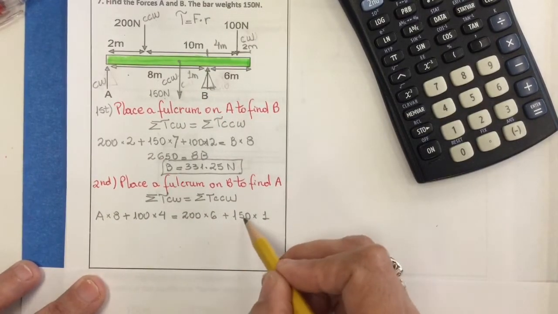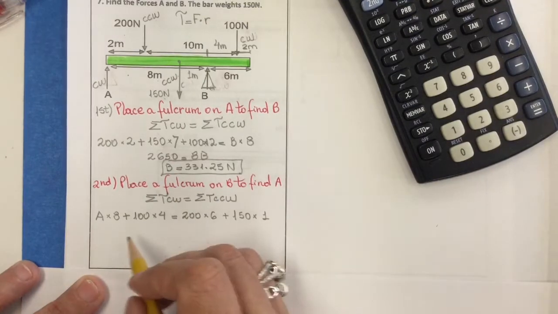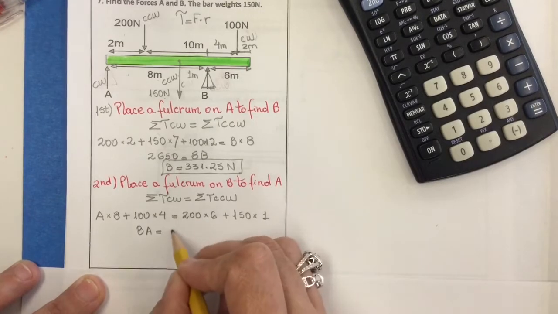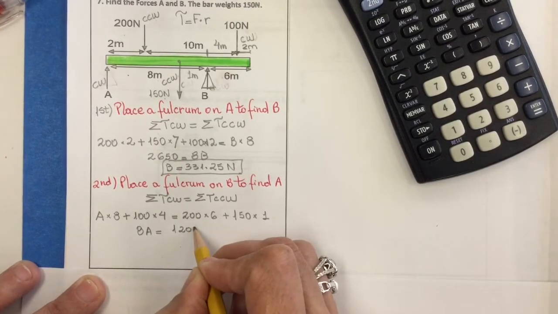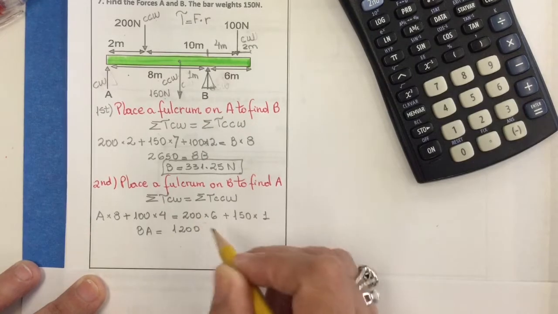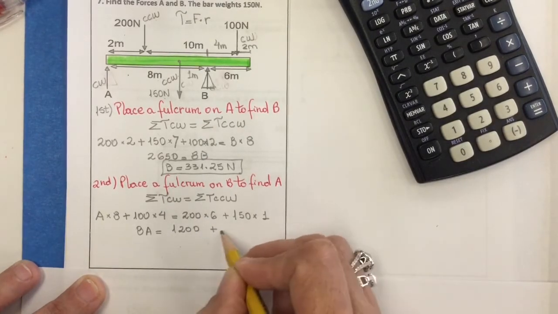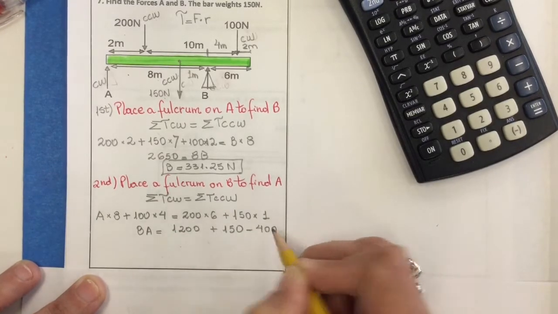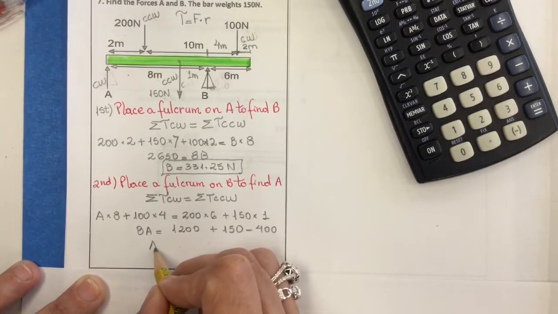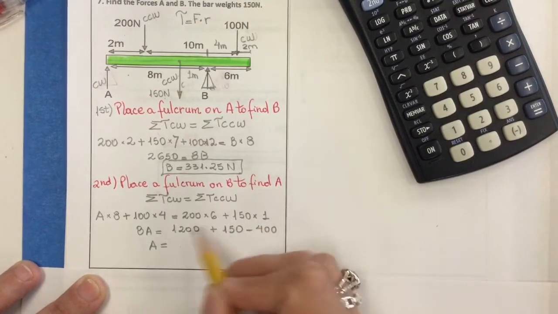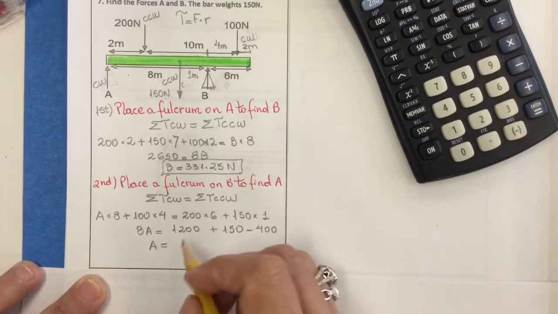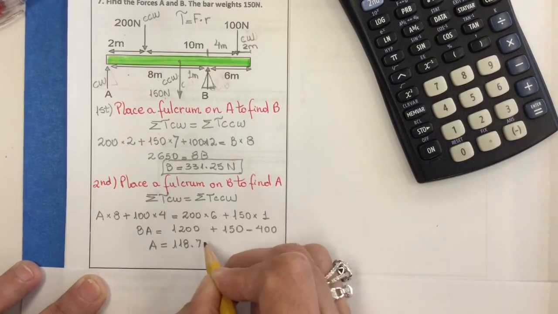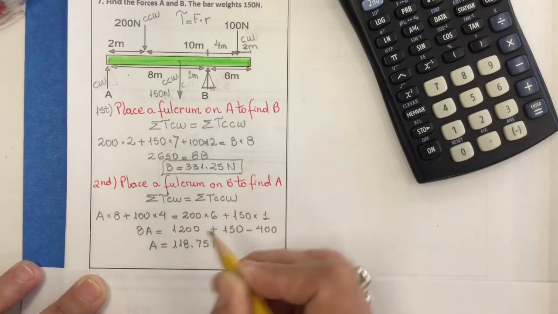Then you are going to multiply, and you should have 8A is equal to 1,200 plus 150 minus 400. So A is, after you solve this side, you divide by 8. So your answer is 118.75 newtons.